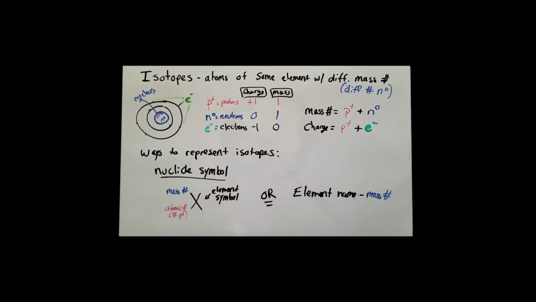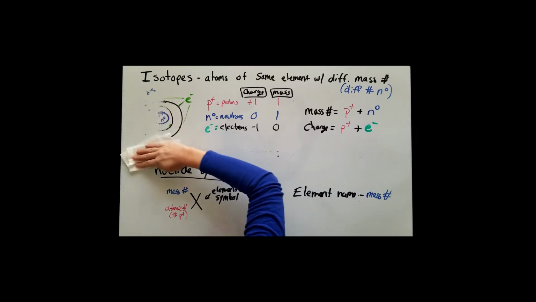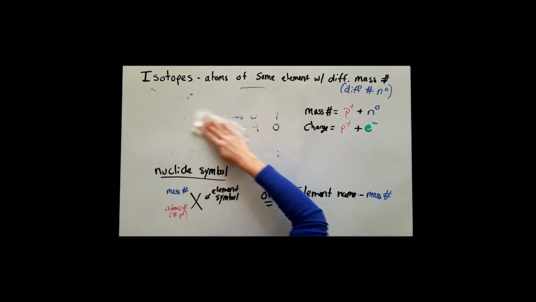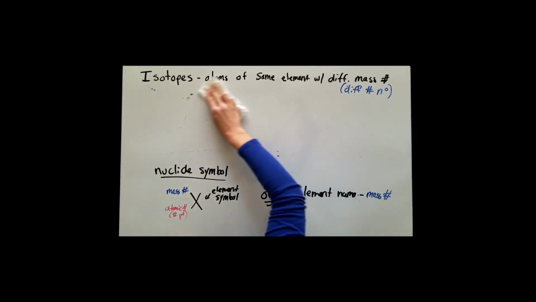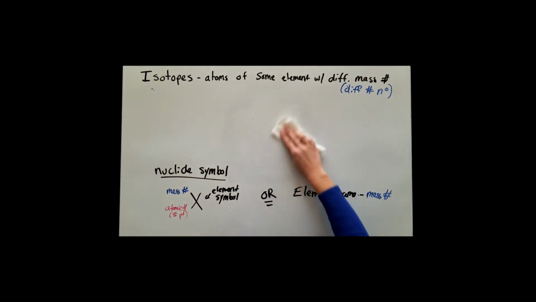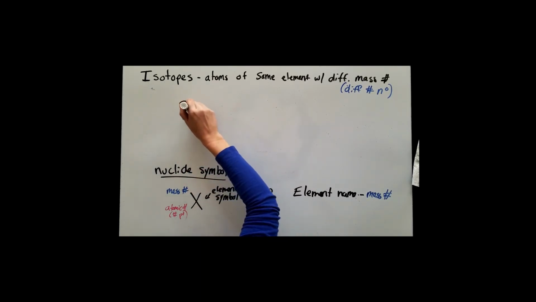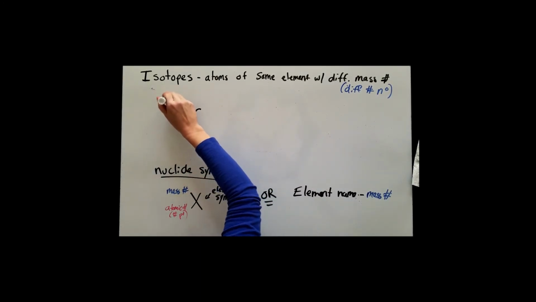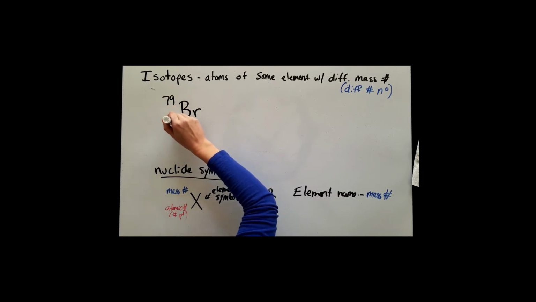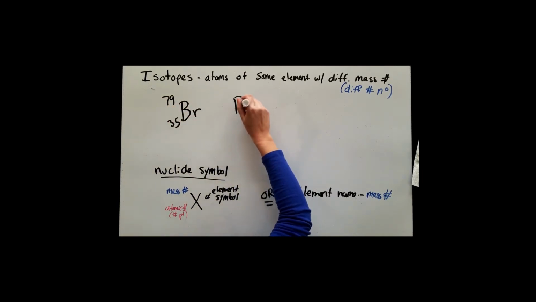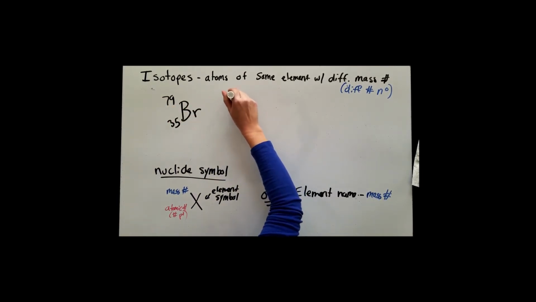All right, so let's look at some representations of isotopes and what type of calculations we might need to do. So I'm going to start by giving two isotopes. My first one I'm going to look at is bromine-79, and then bromine-81.